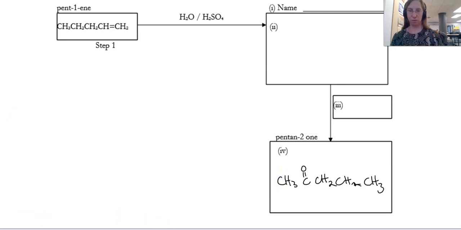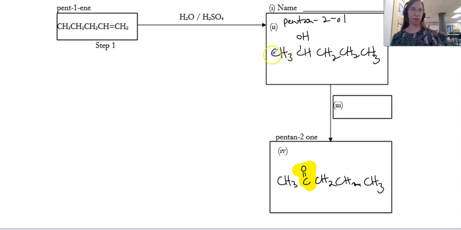And so the oxygen group is on the second carbon. So here, the oxygen group has to also be on the second carbon. So it must have been pentan-2-ol. And so that is the major product. It didn't say that here, but it is the major product. And then to change from that to the ketone, it needs to be oxidized. That's an oxidation reaction. And alcohols need a strong oxidizing agent, but you have your choice: dichromate in acid or permanganate in acid.